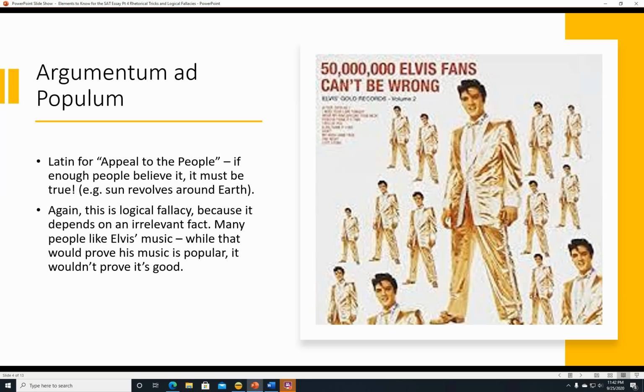But I'm sure there are lots of ways you could judge music that I'm not an authority on, which would say, no, Elvis is okay, but he's not that great. Anyway, it's a logical fallacy because it depends on an irrelevant fact. Many people like Elvis's music. While that would prove his music is popular, that doesn't really prove it's good, especially because the goodness or badness of music is very subjective, and it would really depend on what the standard is for determining goodness or badness of music. So that is the argumentum ad populum.